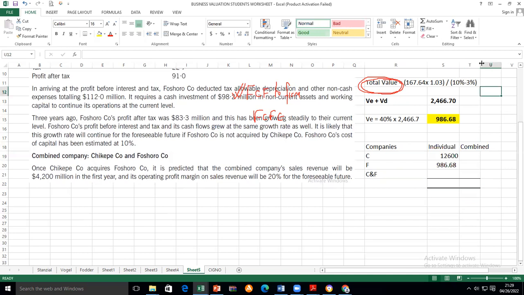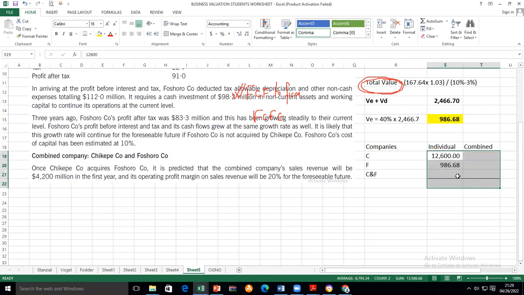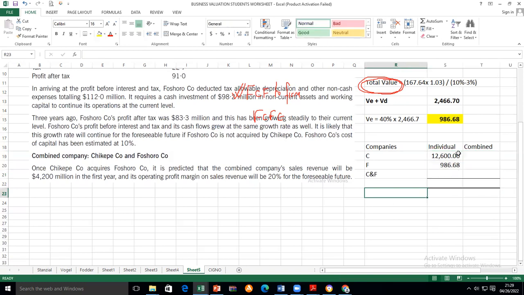Almost all our questions are modeled on the same pattern: individual companies, and also combined companies. This one was given in the question. This one I've calculated. Now we want this big one here, combined.